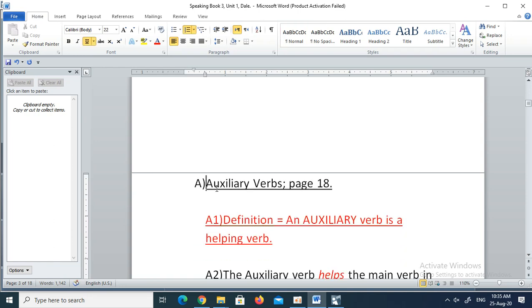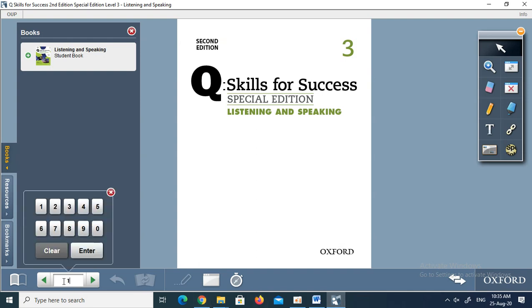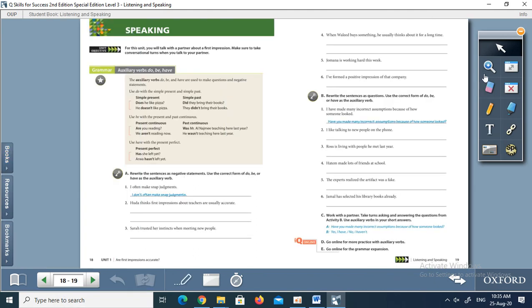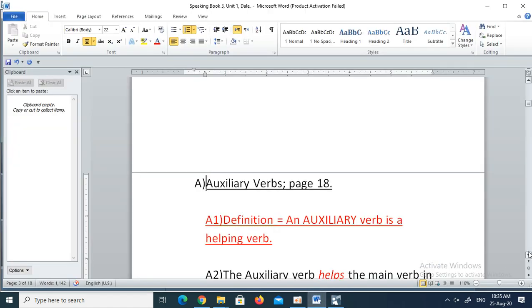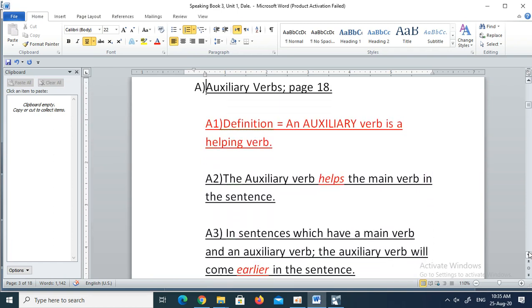We are starting on page 18. So I need you all to go to your textbooks and open at page 18. And the part of your textbook that you should be looking at is this part here, which says auxiliary verbs. Okay, let us discuss auxiliary verbs for a minute or two. Firstly, I want you all to repeat this word after me. Auxiliary.